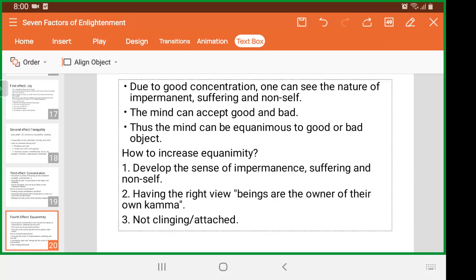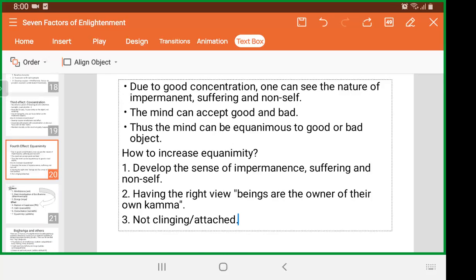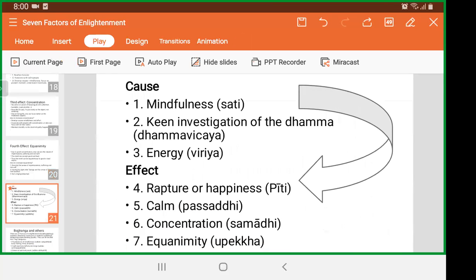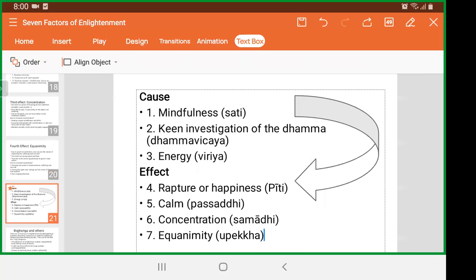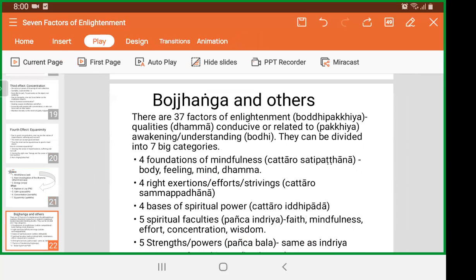Okay, I think it's okay. So let me go to the next one. All right. So this is the repeat point. I think I better delete the word happiness, because joy is better than happiness. All right. So rapture or joy. You can see, just what I already discussed, three causes and then the four effects. Now this is also an important point here.